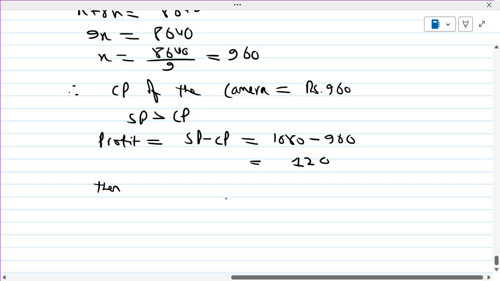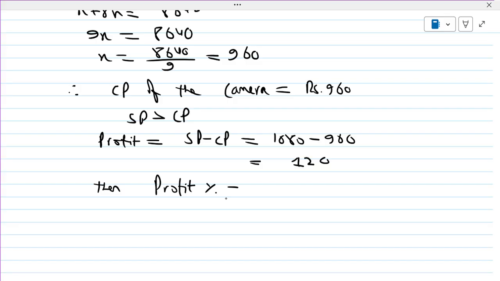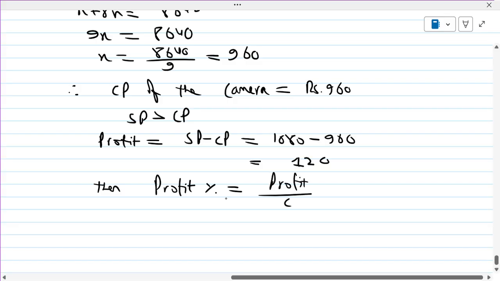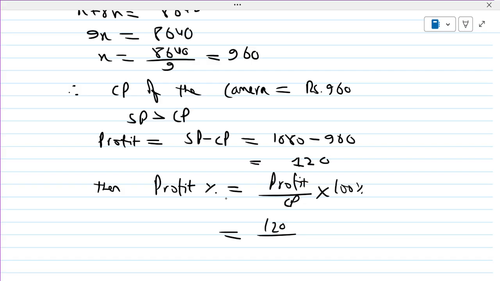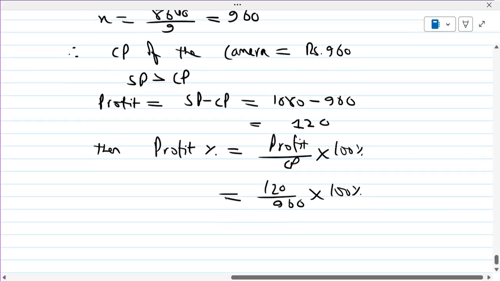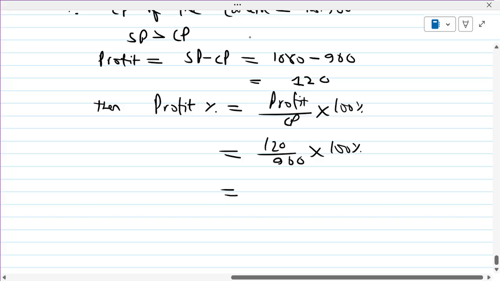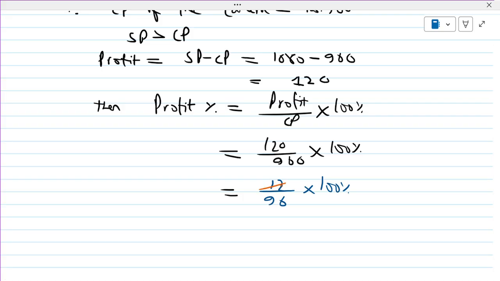Then we go for finding its percentage. Profit percent equals profit divided by CP into 100%. Profit we have found is 120, CP we have found is 960, into 100%. So by 10 we cut first: 12 over 96 and into 100% same. And if you know the table of 12, how many times? 12 eights are 96.